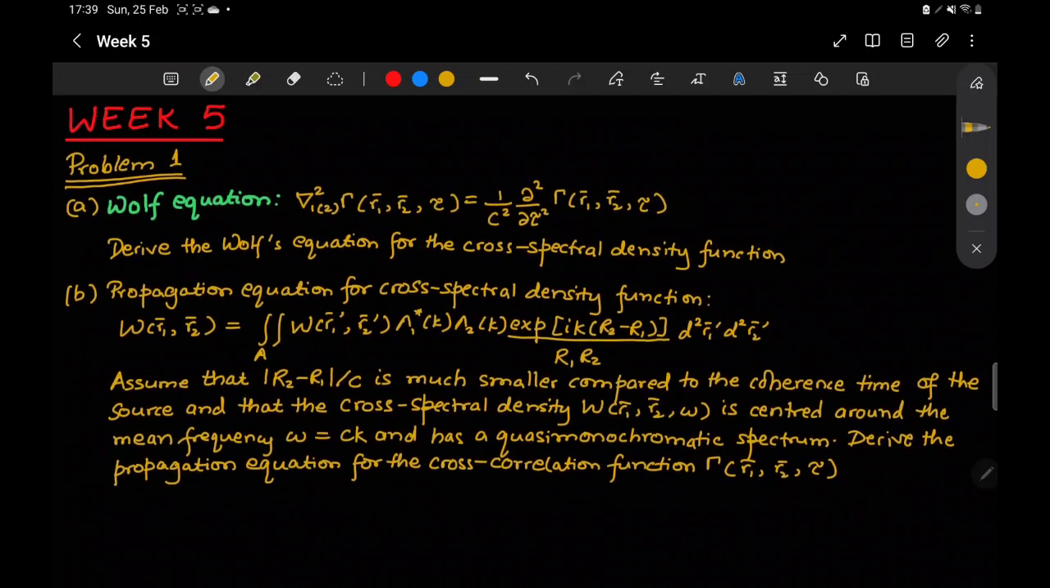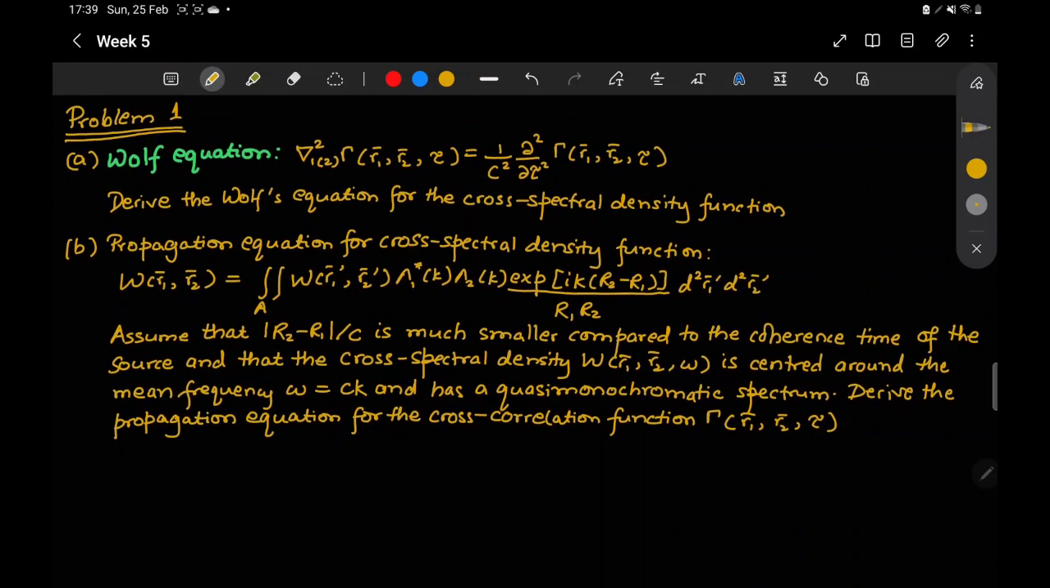Okay, so now we are in the week 5 notes. Let us look at the first problem for week 5. The first one is on Wolf equation, which is basically for propagation of the cross correlation function, cross spectral density. So we have to derive the Wolf's equation for the cross spectral density function.